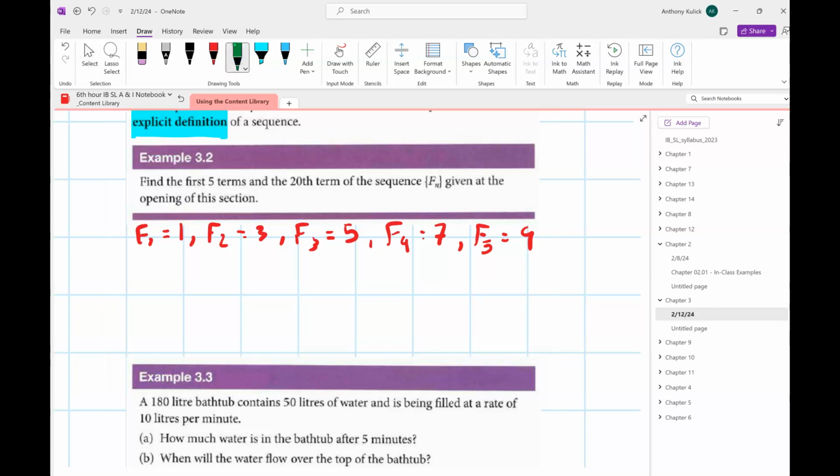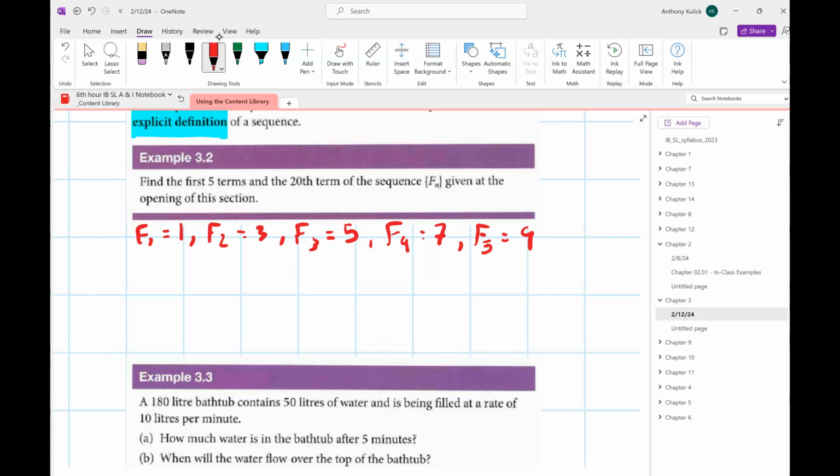What I would rather do, though, is come up with an explicit definition and then plug 20 into that. That might end up being easier, especially if it asks for, like, what is the 10,000th term of the sequence, which, yuck, I'm not going to write down 10,000 of these things to find that. All right, so let's look at the pattern here. What's going on?